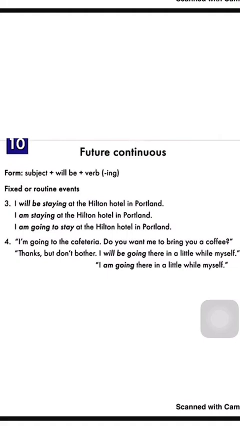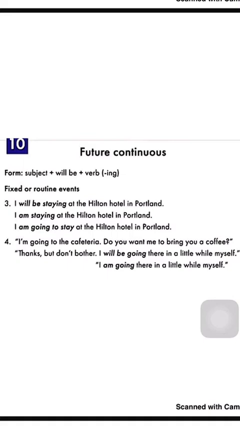So the future continuous tense expresses fixed or routine events, which are your routine events. For example, I am staying at the Hilton Hotel in Portland. That means he usually visits Portland and he is going to stay at the same hotel which he usually stays at, which is a Hilton Hotel.